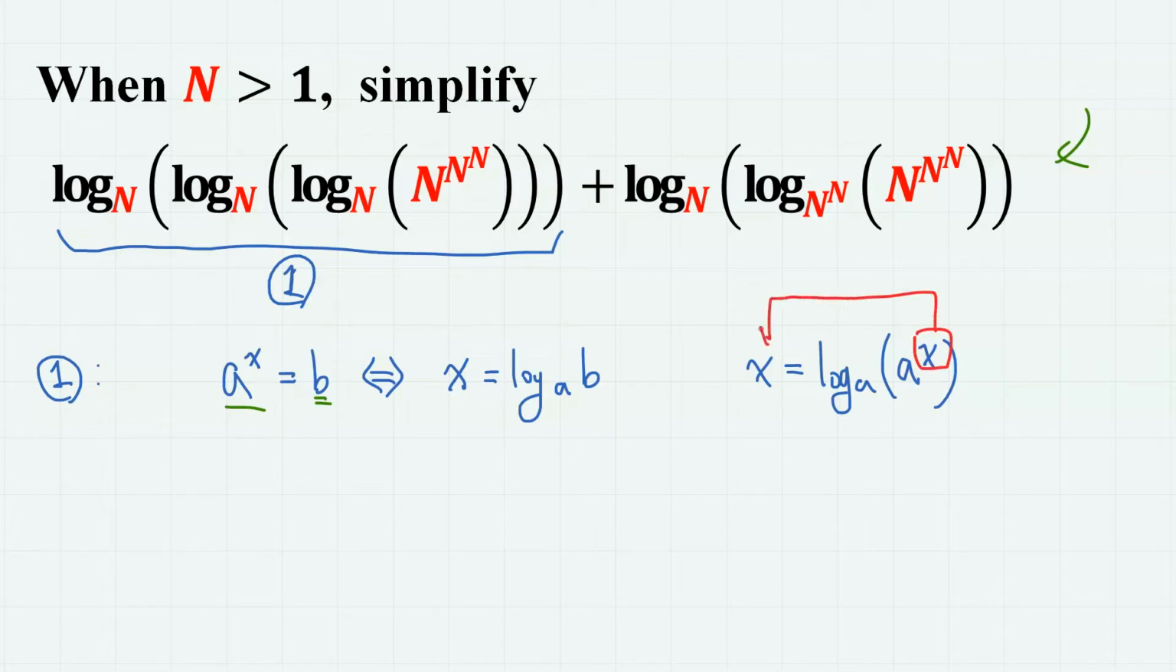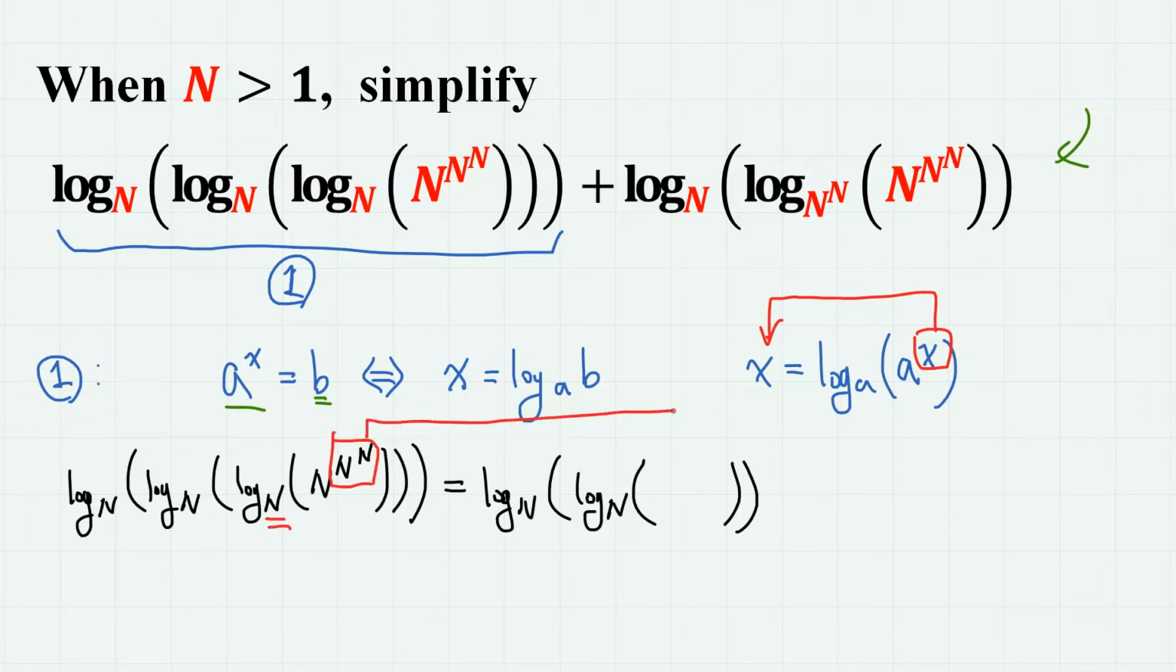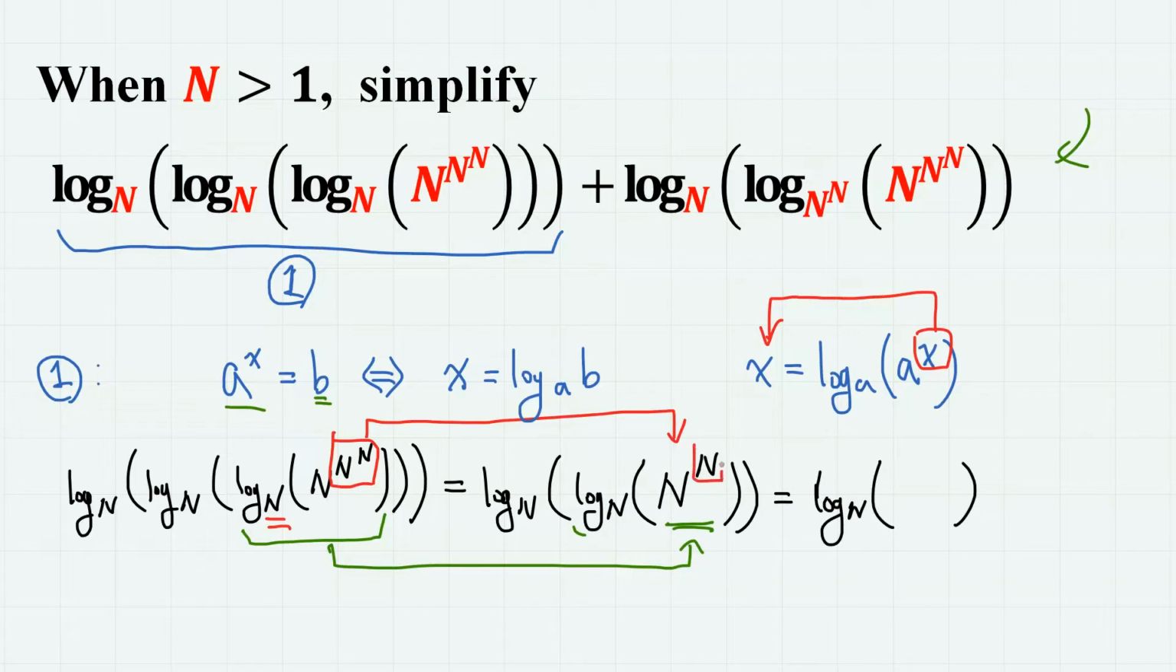It extracts the exponent. Therefore, this first term is, so here we have log base n, so this exponent part is extracted, so we have n to the n here. And next, this exponent is extracted, so we have n here. Therefore, we have log base n of n, which is simply 1. So this entire first term is 1.